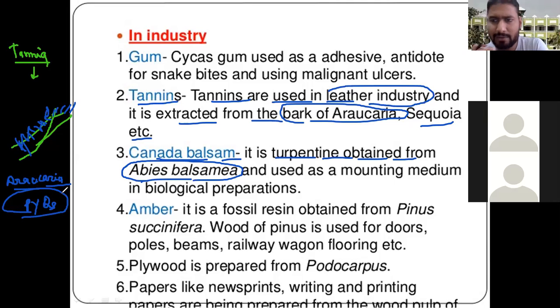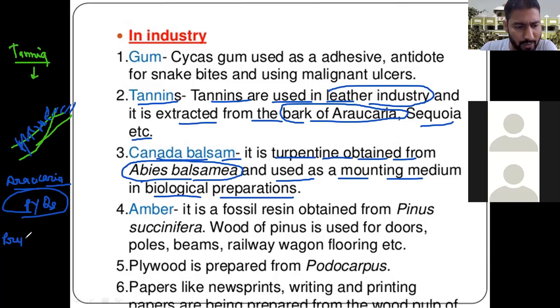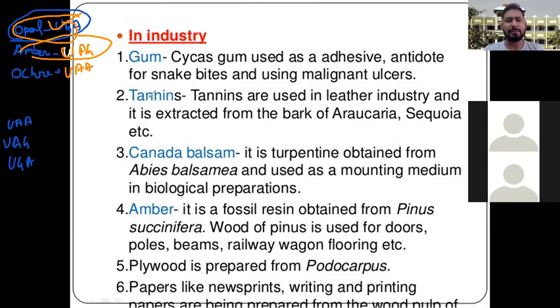Previously, when I was studying at graduation time, we used it for mounting Obelia. If you are going to prepare a permanent slide, for mounting you will use Canada balsam. I know it very well. But now techniques are highly evolved, so they are not using this old technique. Canada balsam, obtained from Abies balsamea, is used as a mounting medium in biological preparation, the preparation of permanent slides. Clear?